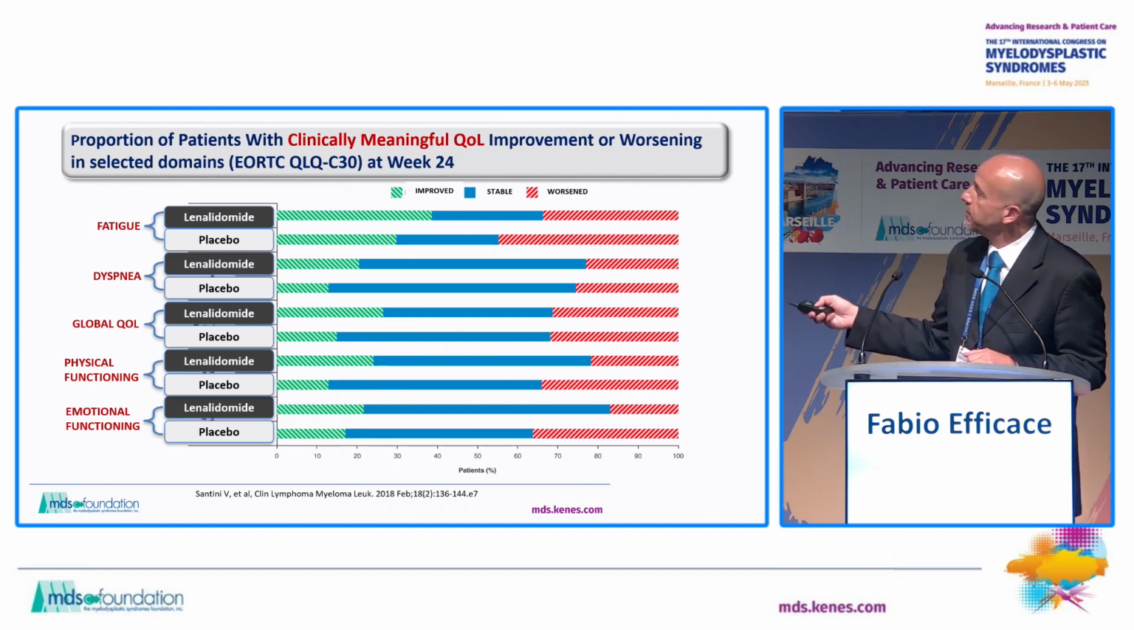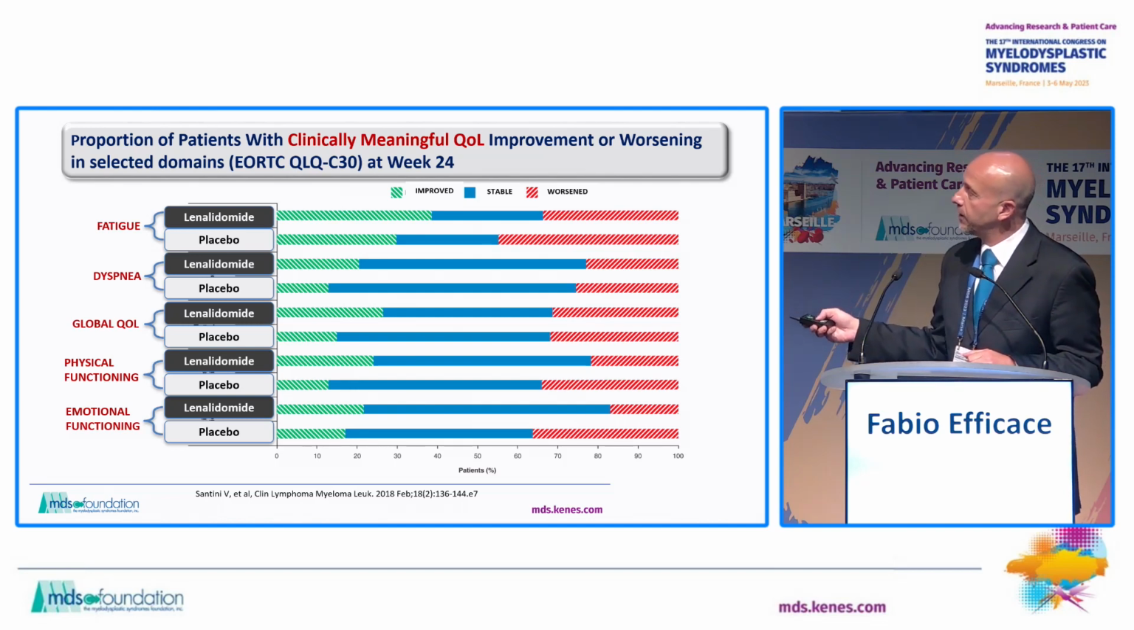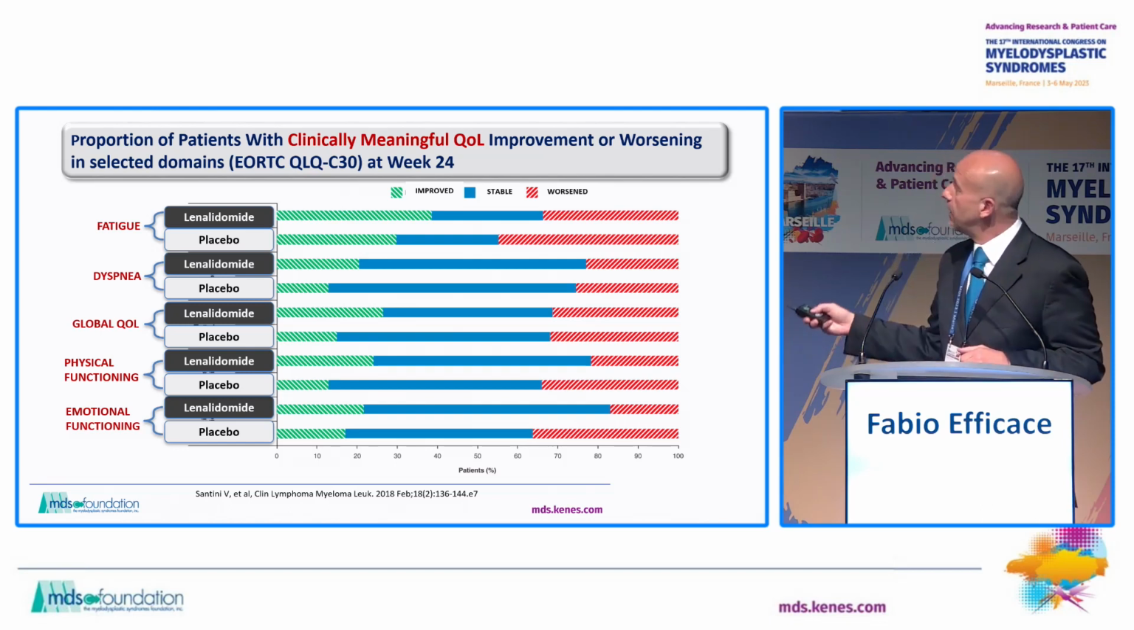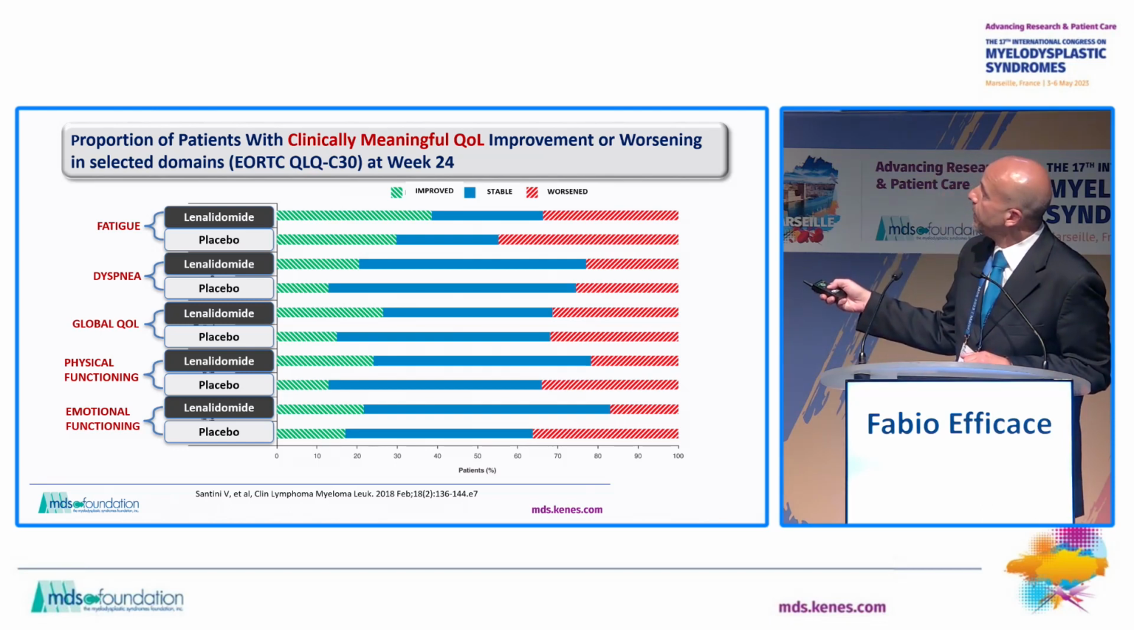These were the 5 pre-selected scales in the protocol selected as secondary outcomes. And this is the proportion of patients with lenalidomide versus placebo in each scale having clinically significant improvement in fatigue as compared to stable and worse.